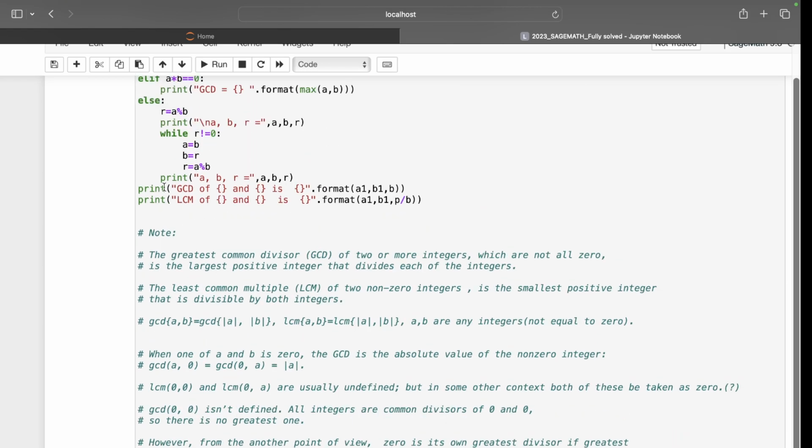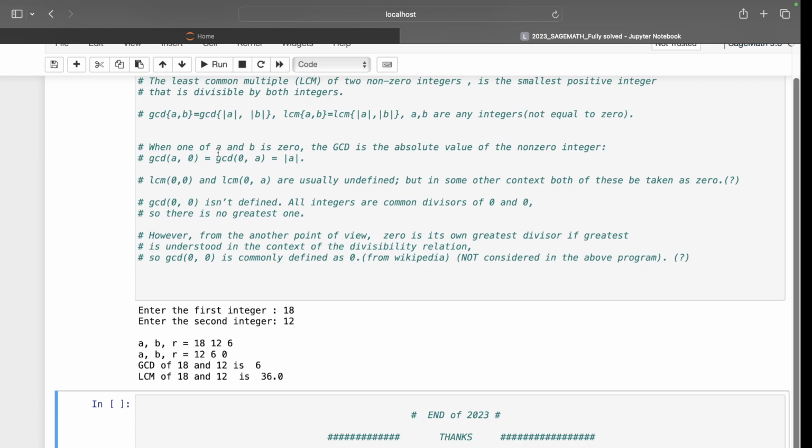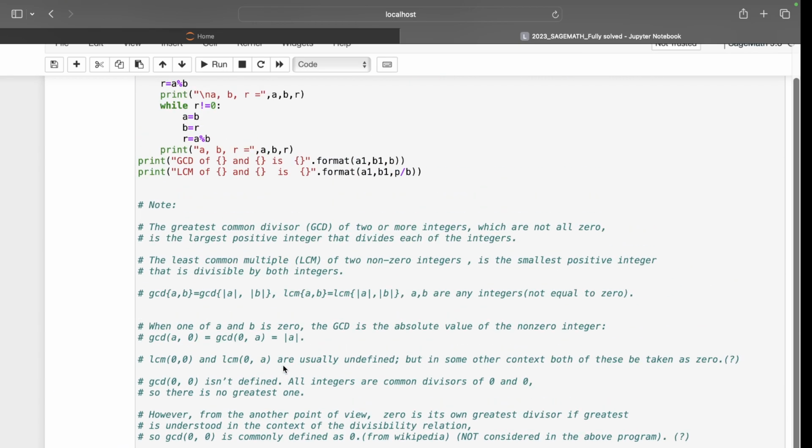Then A equals B, so here B becomes A, and B equals the remainder. In the last step, the remainder is 0. When the remainder is 0, the division method stops. So the GCD is the last remainder, this B, 6. So the GCD is 6. And last, we define the LCM as the absolute value of A times B divided by the GCD.